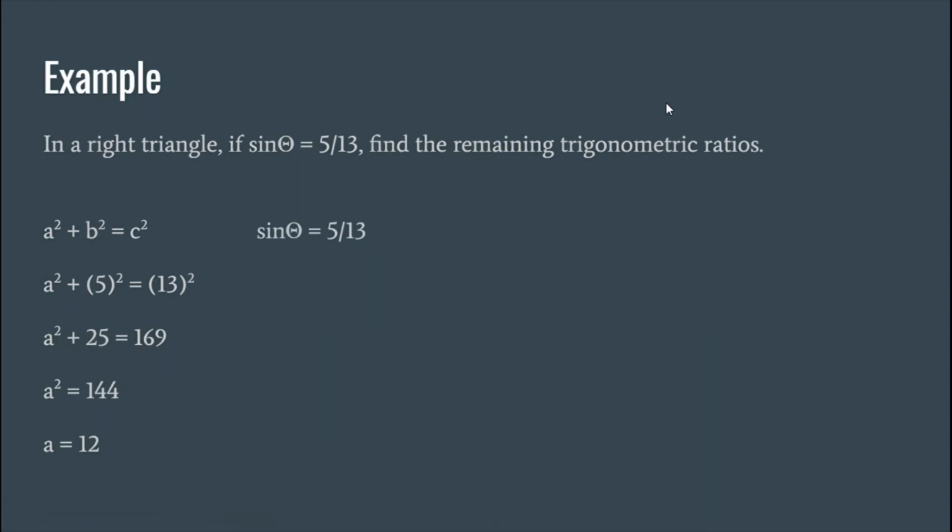So we got the first one, sine. Cosine will be the adjacent over hypotenuse. We know that hypotenuse is 13, and we just found the adjacent side here. And tangent will be opposite over adjacent. And from here we can find the remaining trig ratios.